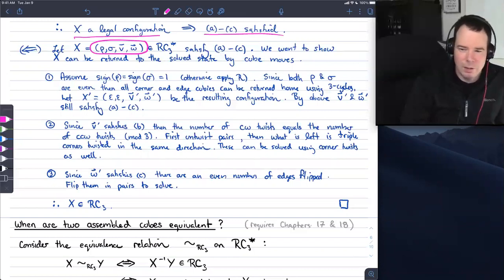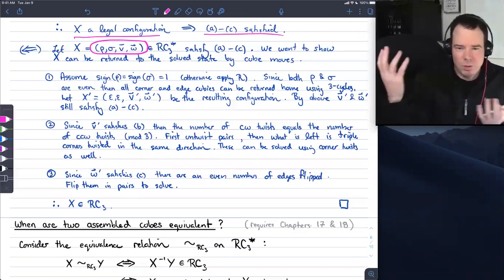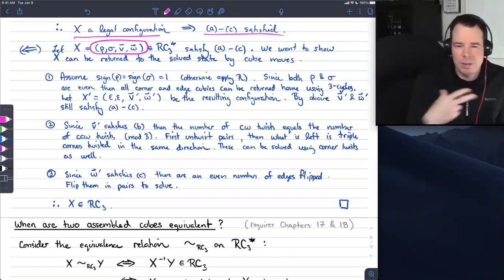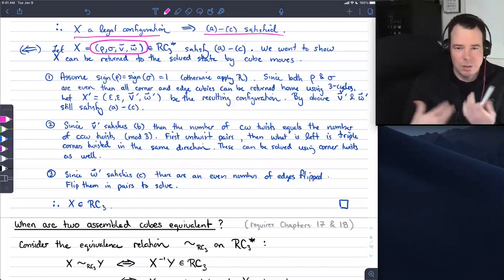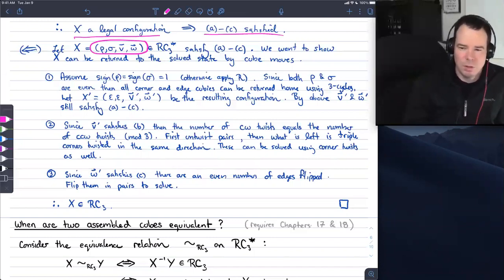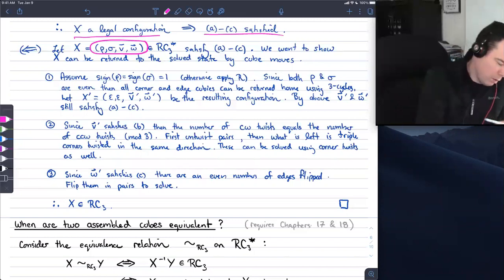They have to have the same parity. So since they're both oddly permuted, I can just do one move, like twist the right face. That multiplies each by a 4 cycle. So now they're both evenly permuted, and since they're both evenly permuted, I can solve them using 3 cycles. So that's step 1: solve using 3 cycles.